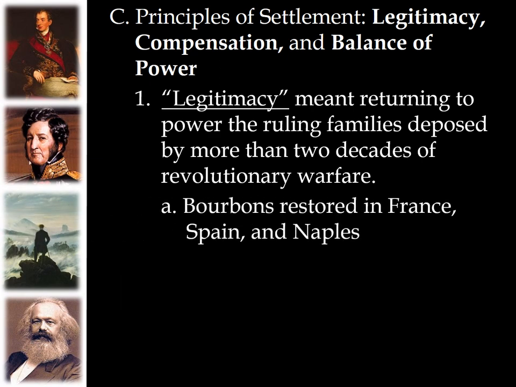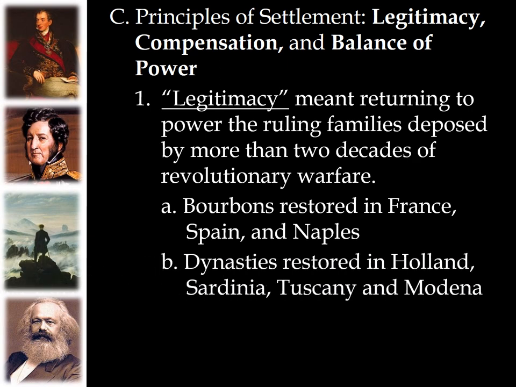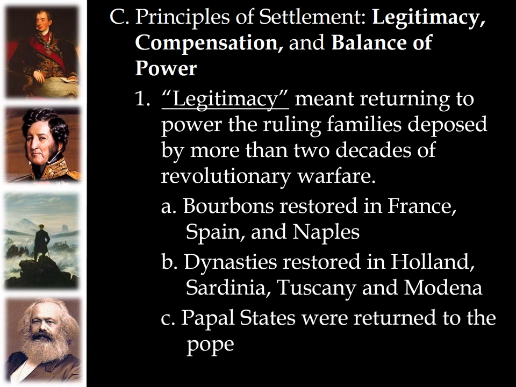The Bourbons, of course, would be restored in France, Spain, and Naples. The dynasties would be restored in places like Holland, Sardinia, Tuscany, and Modena. And the Papal States were returned to the Pope. They had been taken by Napoleon.